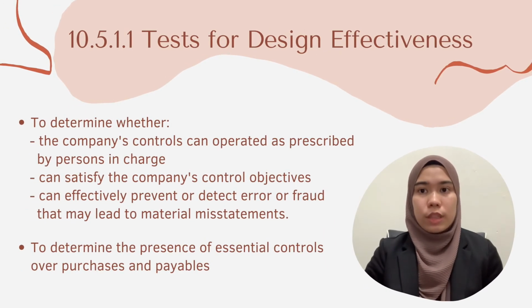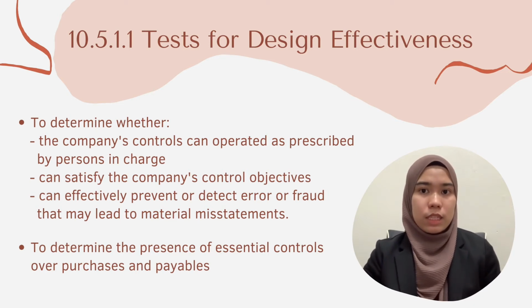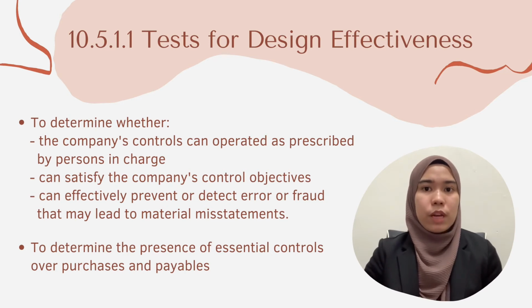First, the auditor should test for design effectiveness. The auditor should test the design effectiveness of the controls to determine whether the controls of the company can operate as prescribed by the responsible person, can satisfy the control objective, and can effectively prevent or detect error or fraud that may lead to material misstatement.